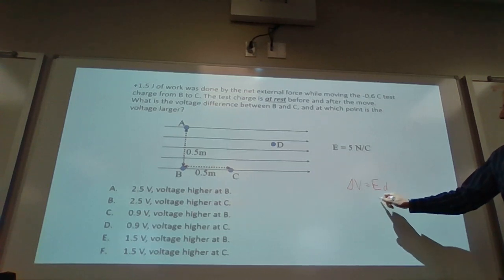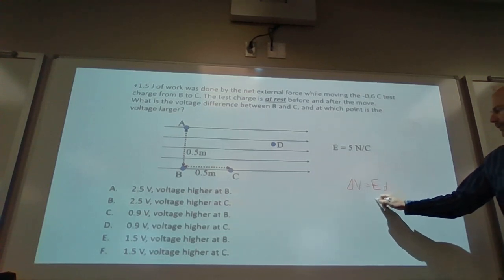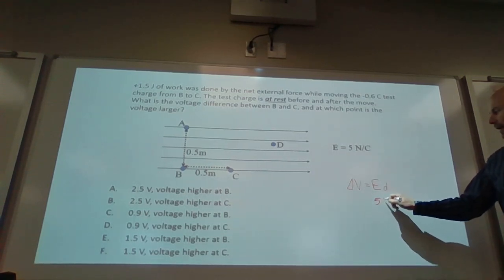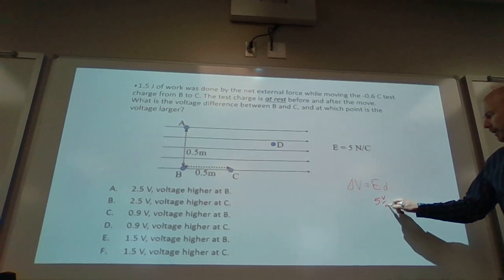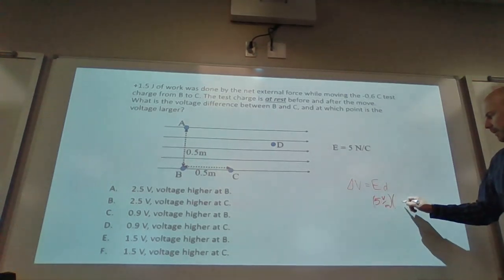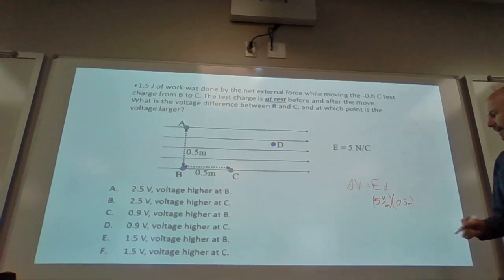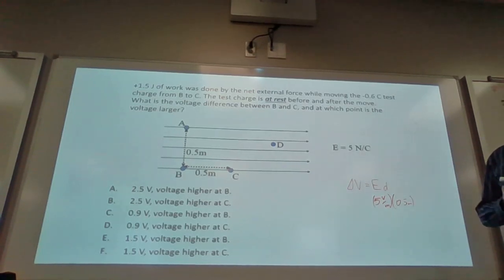Since it's a constant field, you could say newtons per coulomb or volts per meter. I love that those are equal. Times 0.5 meters. And electric field always points downhill to a lower electric potential. Therefore, C is lower than B. B is higher than C.